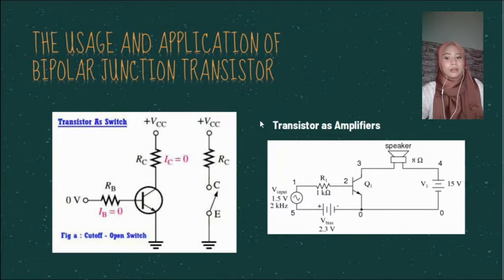Next, this is the example of the transistor acting as an amplifier. The example is a microphone. The microphone will change the sound signal to an electrical signal. The transistor will amplify the input waveform.